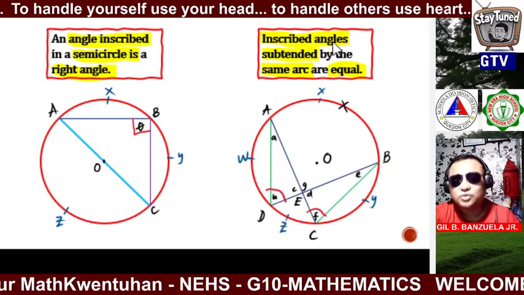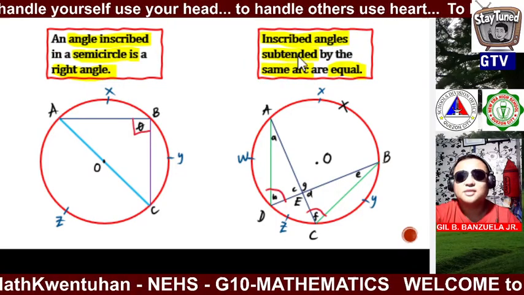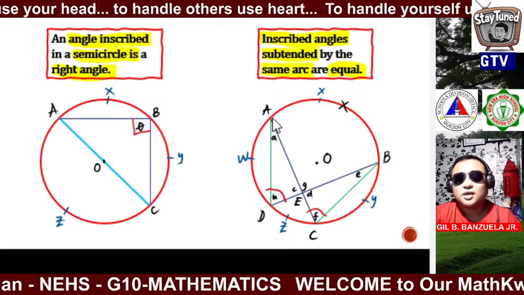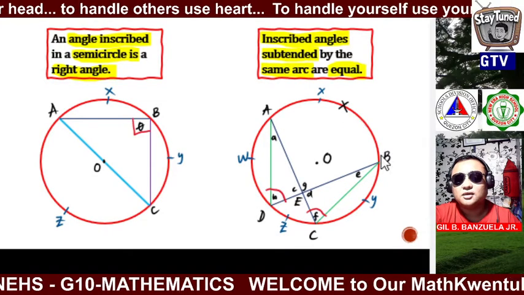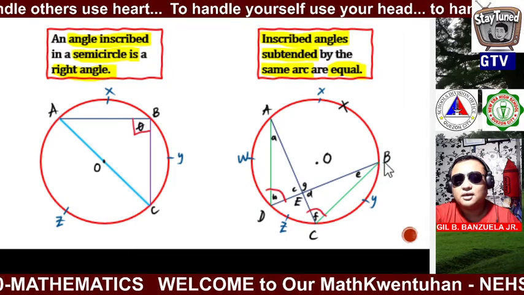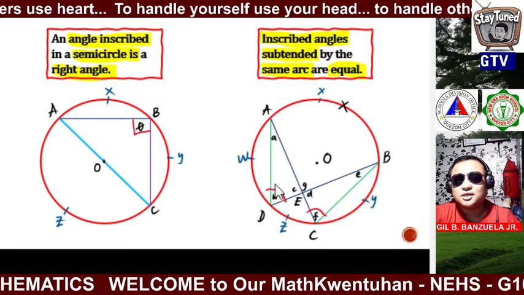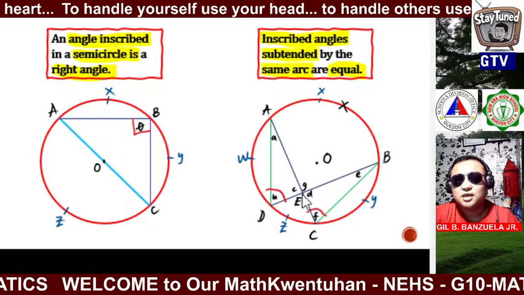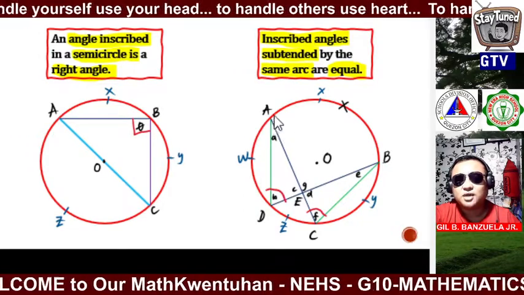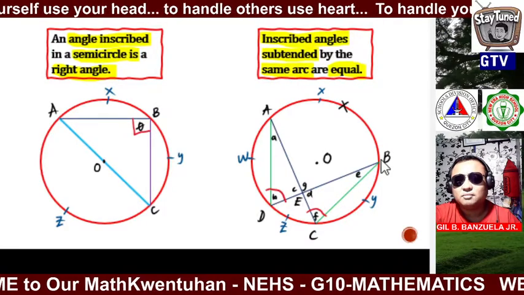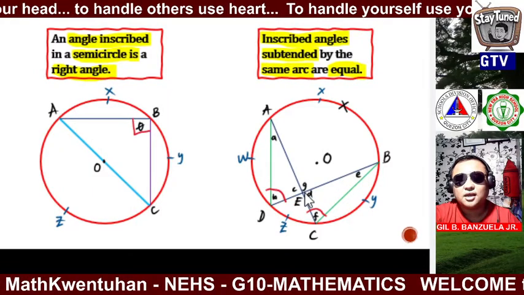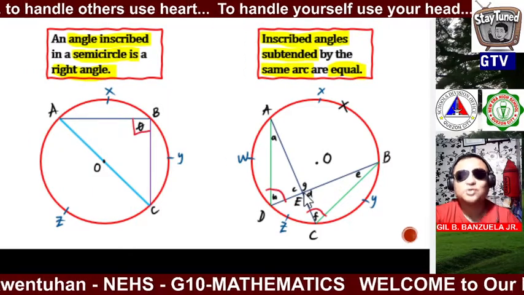Another, inscribed angles subtended by the same arc are equal. Ayan, no? So, kung makikita ninyo, itong arc AB subtends angle ADB and angle BCA as well. So, ibig sabihin, itong dalawang inscribed angle natin, iisa lang yung na-intercept nilang arc. Yun yung arc AB. So, if that happens daw, itong dalawang inscribed angle natin are equal. Alright? So, yun yung gusto niyang sabihin.